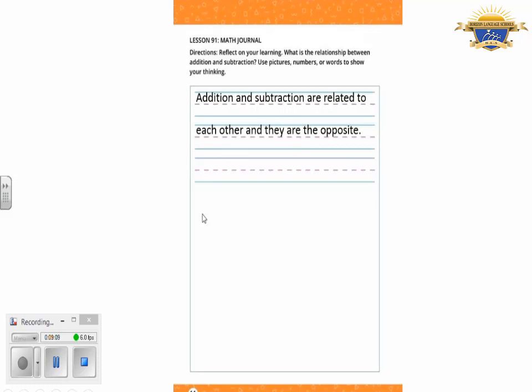So, this is the end of my lesson for today. Let me remind you that we have the fact families, and we said fact families are three numbers, and they are related to each other. Order doesn't matter in addition, but order matters in subtraction. In subtraction, we have to start with the biggest.